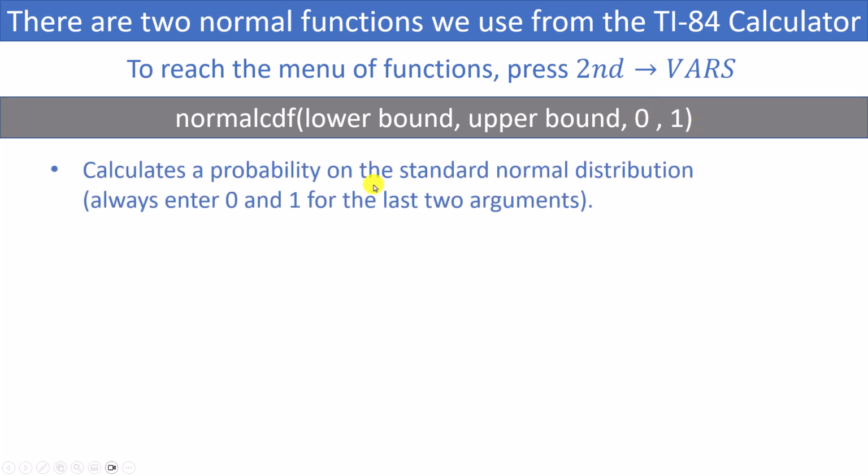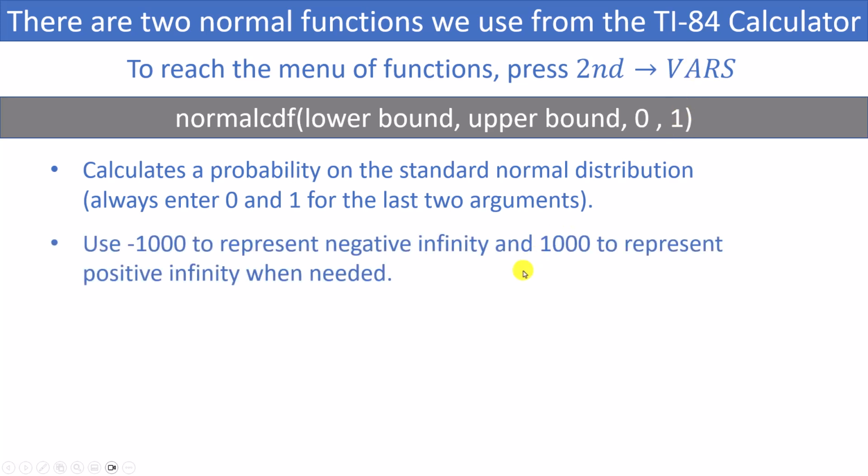This will calculate the probability on the standard normal distribution if you enter 0 and 1 for the last 2 arguments. The 0 is referring to the mean of the standard normal or z distribution, which is 0, and the 1 is referring to the standard deviation, which is 1. Sometimes you might need to represent infinity or negative infinity as your lower or upper bound. We'll look at examples later.